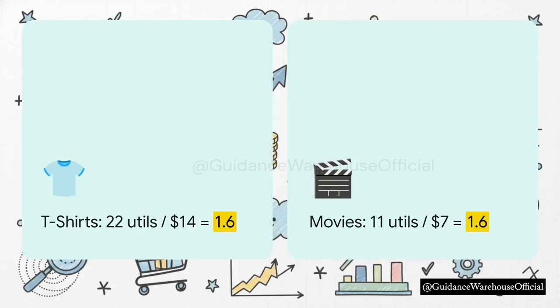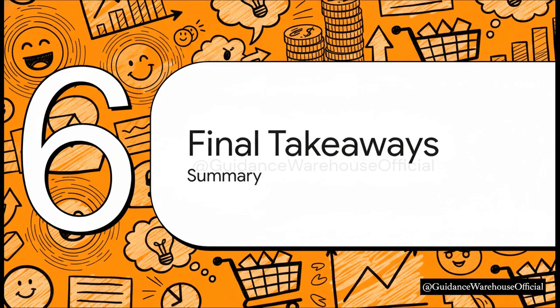And look at how perfectly this rule proves Jose's choice. At his optimal combination, which was 1 t-shirt and 6 movies, the math aligns beautifully. The marginal utility of his first t-shirt was 22, divided by its $14 price, giving us 1.6. The marginal utility of his 6th movie was 11, divided by its $7 price, which also gives us 1.6. Both sides balance. This perfect equality is the telltale signal that Jose has found the absolute peak of his total utility. Let's wrap this all up.